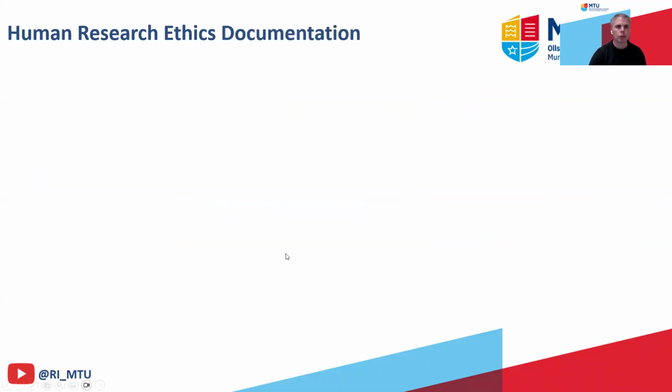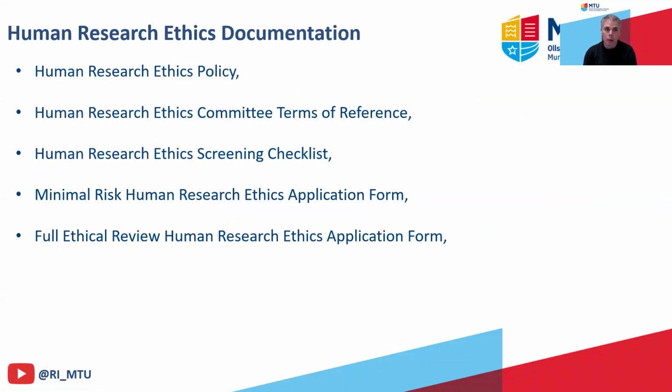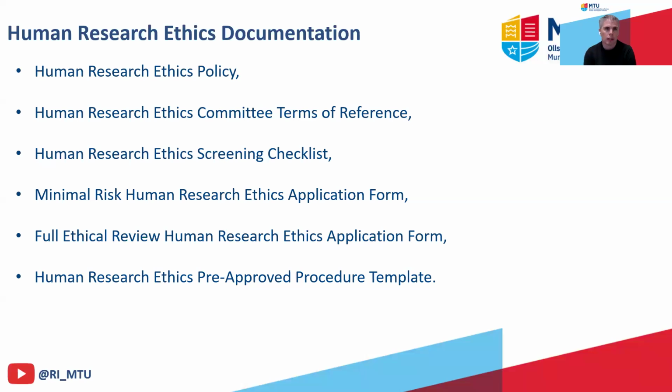A couple of points in terms of the documentation that we have, as a reminder. A lot of people may be familiar with this, but it's no harm to flag it. We have a human research ethics policy and a human research ethics committee. We also have two application forms in the university, a minimal risk one and a full ethical review. We have a screening checklist that gives guidance on which application to complete, based on the research context, the research participants, and the research instrument that you're using. That's what the screening checklist does.